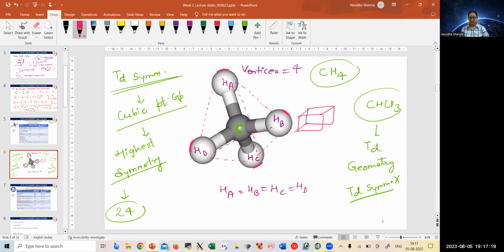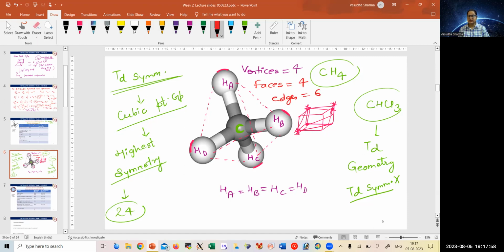Now my carbon is here. It would be connected to one hydrogen at this side, one hydrogen at this side, one at the back, and I'm showing one over here. So this is the kind of tetrahedron that it would form. In a cubic structure also we can explain it that way. Now, the vertices are 4 in number. The faces are also 4 in number, and I'll explain which faces I'm talking about. And the edges are 6.